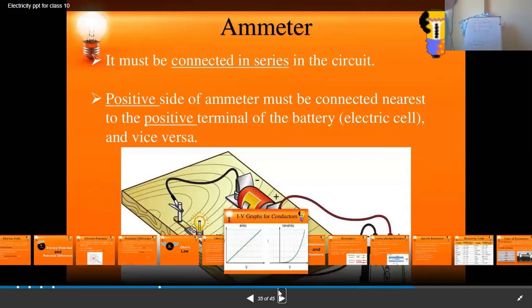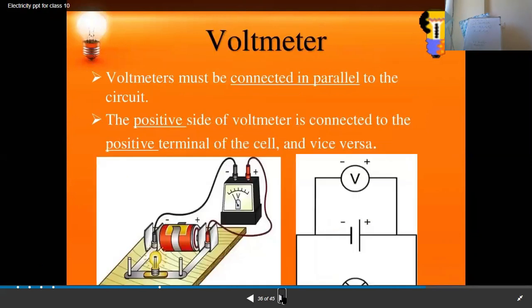Then the next instrument is the voltmeter. The function of the voltmeter is to measure the value of potential difference across the battery. It measures the potential difference across the two terminals. But one thing has always to be kept in mind: the positive side of the voltmeter is always connected to the positive terminal of the cell.